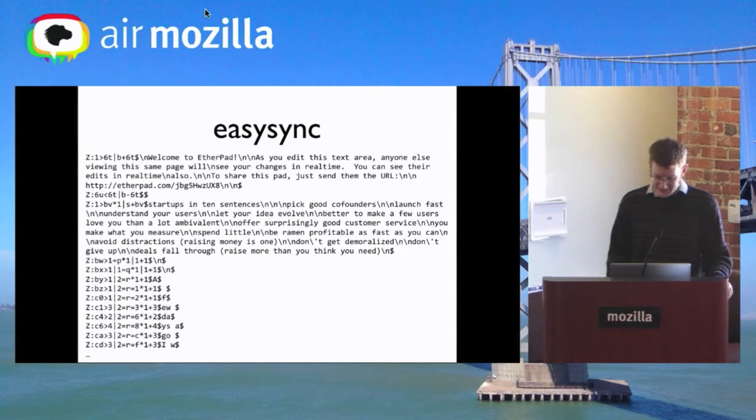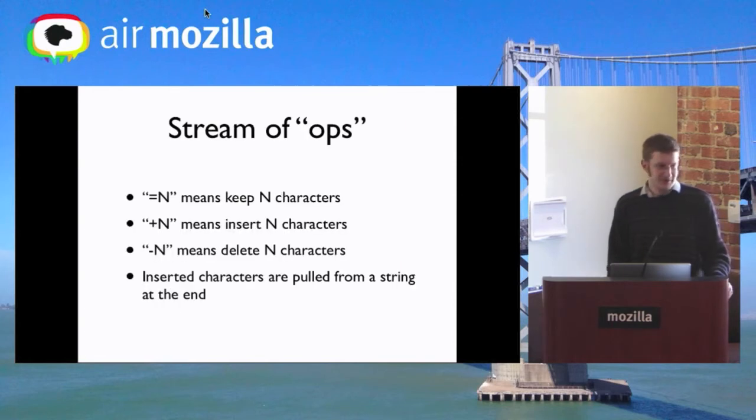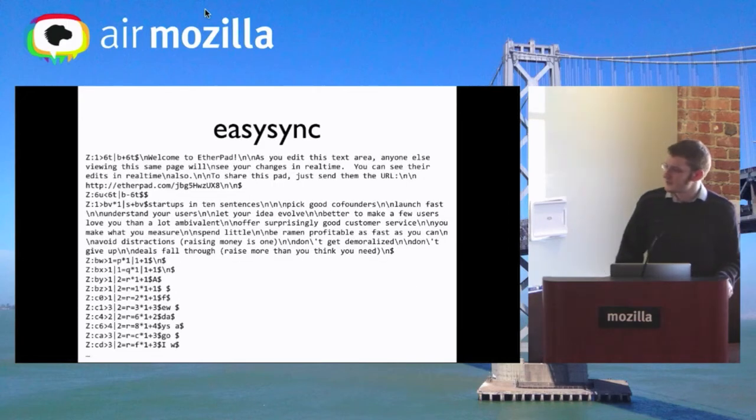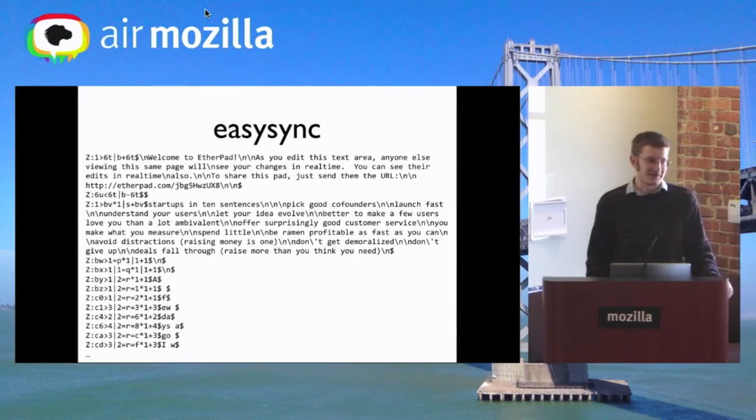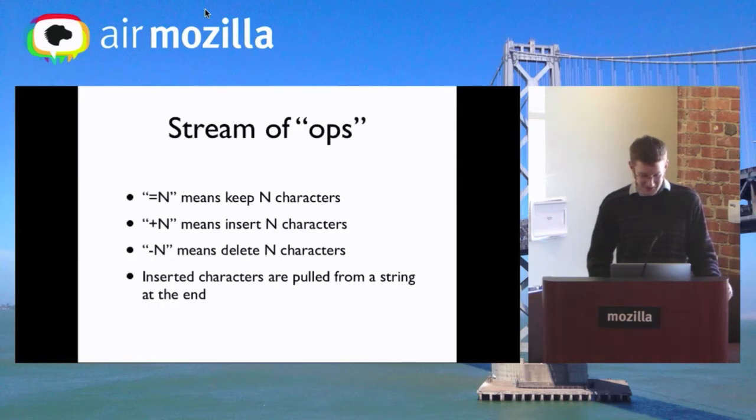There's then a series of operations where equals n means keep n characters, plus n means insert n characters, and minus n means delete n characters. Any characters that are supposed to be inserted are pulled from this string at the end. So everything between the dollar signs at the end is a buffer that, if you say insert one character in the course of a change set, it pulls the first character off of the buffer and uses that. And I'll explain the pipes and the stars in a second.